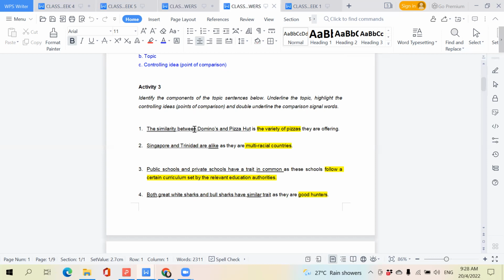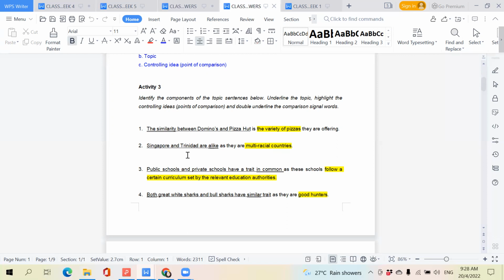And then you have the subjects as well. You have Domino's and Pizza Hut. These are the subjects. And then variety of pizza is called the controlling idea. Maksudnya ini yang kamu nak compare, which is the variety of pizzas they are offering. Okay. Next: Singapore and Trinidad are alike as they are multiracial countries.